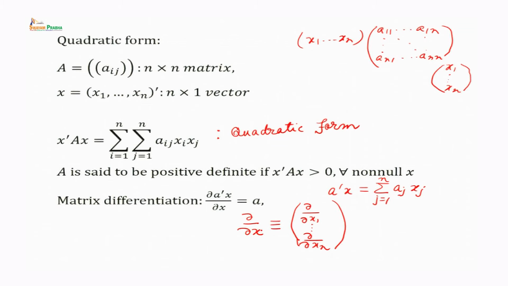Actually, you can easily prove this result. Suppose you differentiate it with respect to x 1, then what do you get? A 1, the first element of A. If you differentiate it with respect to x 2, then you get A 2, the second element of A, and so on. If you differentiate with respect to x n, then you get A n here, the nth element of A.